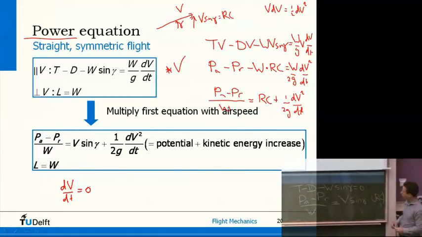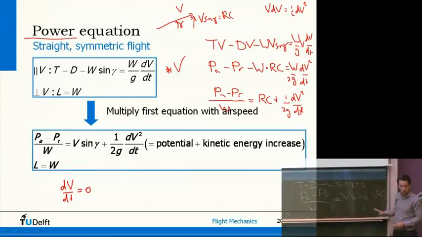So, in other words, I have one equation which tells you something about the angle gamma, so how steep you are climbing, and I have one equation that tells you about the rate of climb, which is basically the time it takes to get to a certain altitude. These are the two equations we're going to use because we're simply flying at a constant speed.